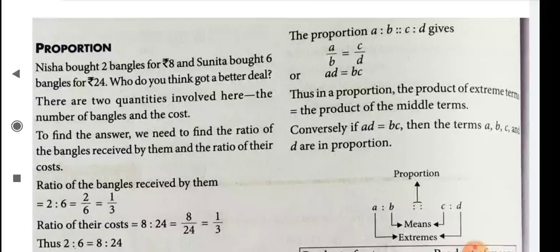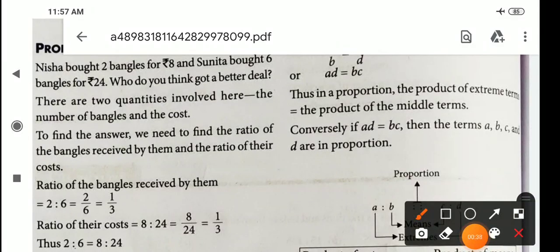Nisa bought 2 bangles for 8 rupees and Sunita bought 6 bangles for 24 rupees. Who do you think got a better deal? Here, children, two quantities are involved. Okay. The number of bangles and the cost. To find the answer, we need to find the ratio of the bangles received by them and the ratio of their cost. So, the bangles and the cost, these two quantities are necessary.